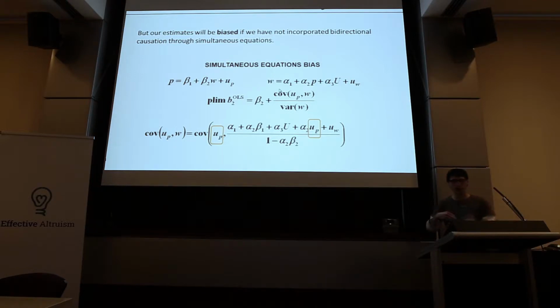So basically, when there's simultaneity, what tends to happen is that our x variable will be correlated with the error term, and that leads to endogeneity. That's a violation of assumption 4. So that's a problem.